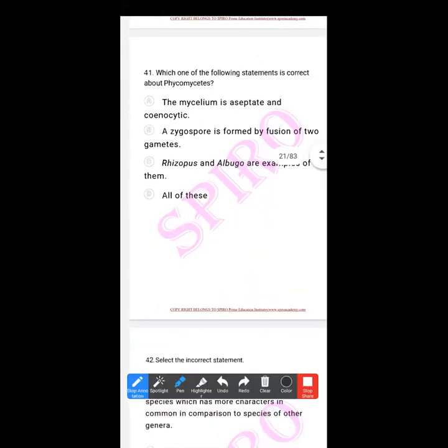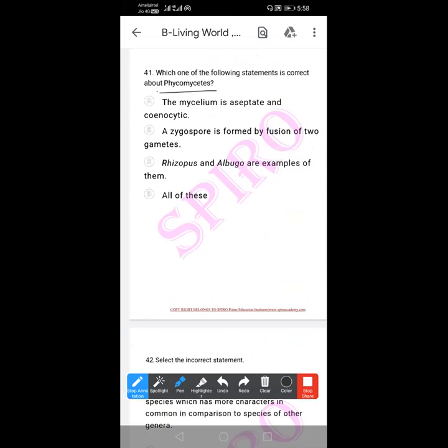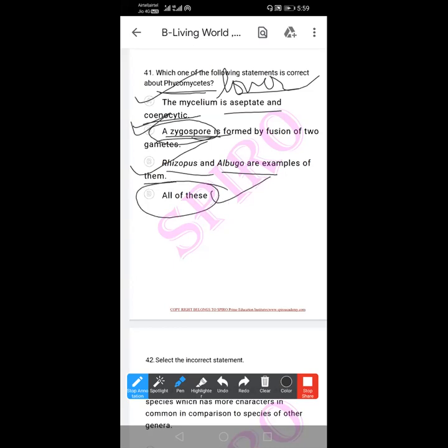Question number 41. Which of the following statements is correct about phycomycetes? The phycomycetes are called lower fungi. They have aseptate and coenocytic mycelium. Yes, that is true. Next, a zygospore is formed by the fusion of two gametes. Yes, the zygospore is a diploid spore. It is formed by the fusion of gametes. It is true in the case of phycomycetes. Rhizopus, Albugo and even Mucor are examples of this phycomycetes group. So the correct option here is all of these, because all of these are characteristics of phycomycetes.